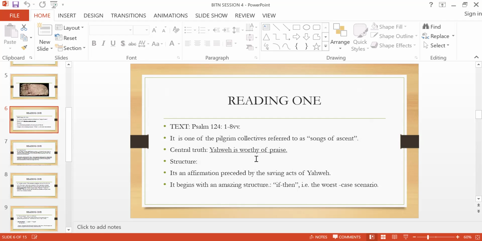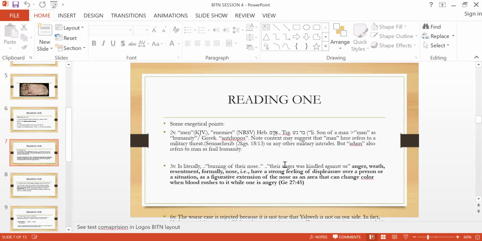The structure is this: it's an affirmation preceded by the saving acts of Yahweh, as we're going to see. It begins with an amazing structure, a very peculiar one for that matter. And that structure is this. It has this if-then, that is, if the worst case scenario happens, what is going to happen to us, and so on.